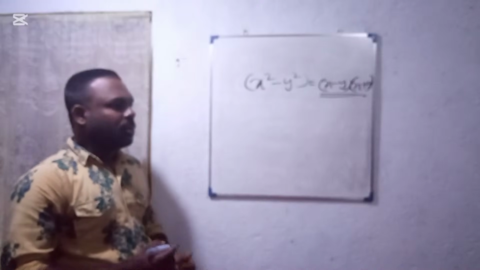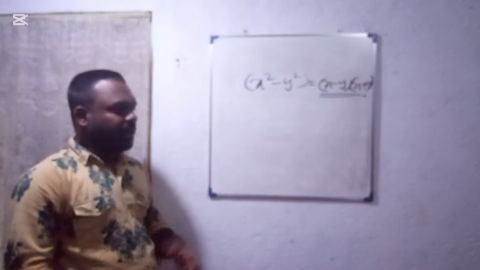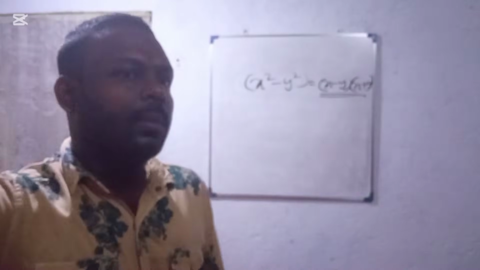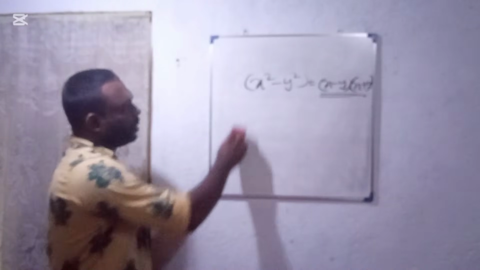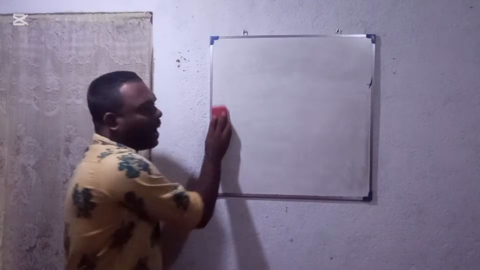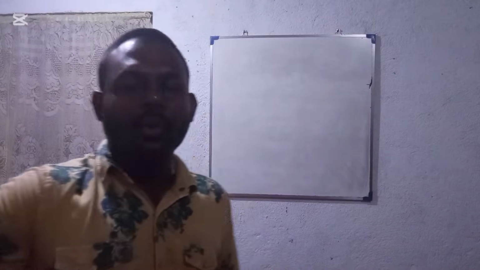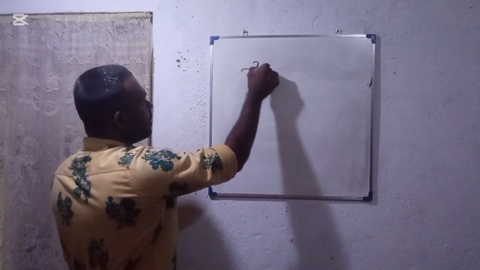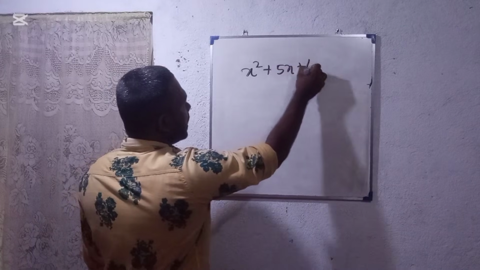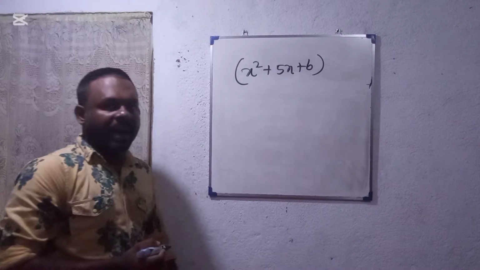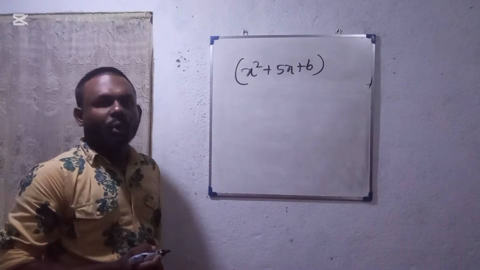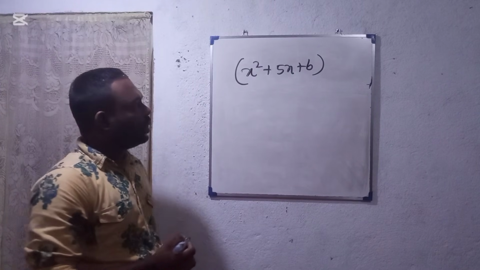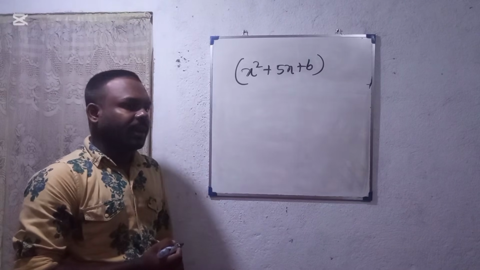Now we are going to identify how to factorize a quadratic expression. What is a quadratic expression? Our highest power is 2, the unknown's power is 2. We'll take one simple example: x square plus 5x plus 6. Usually you have to write it in a bracket. It has three terms, a trinomial, but the highest power is quadratic. So it is usually known as a quadratic expression.